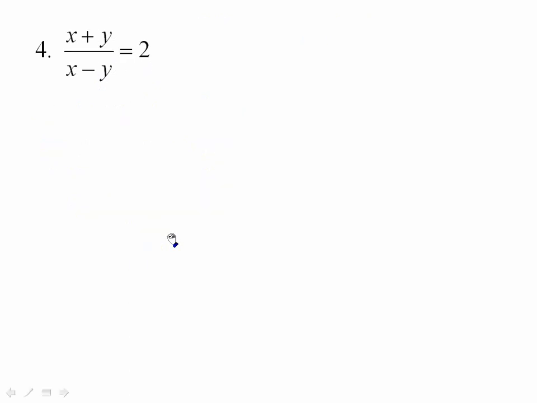Next one. Number 4 is a bit of a trick question because you could be using the quotient rule on this. So you could use the quotient rule, but it's easier to simplify it first. That's what I would advise you to do.